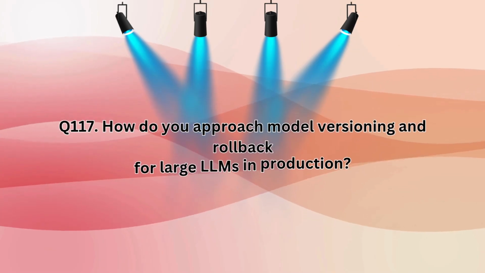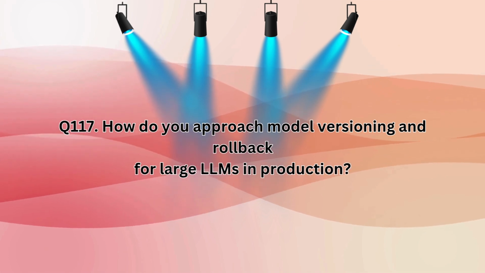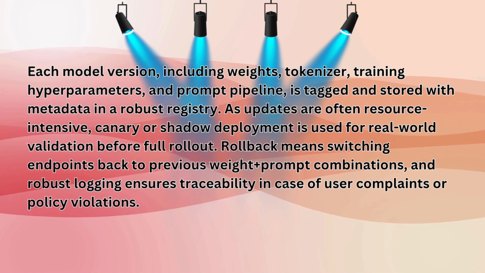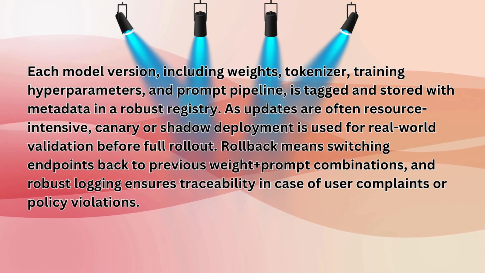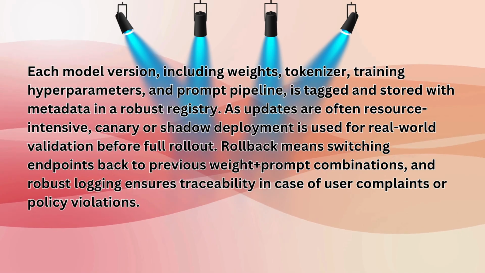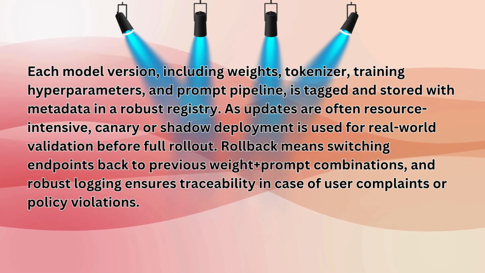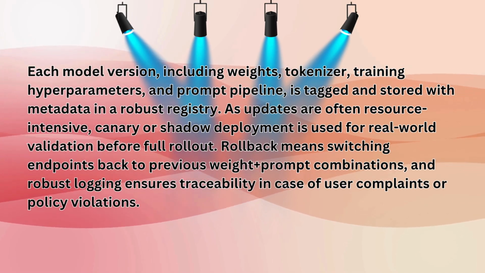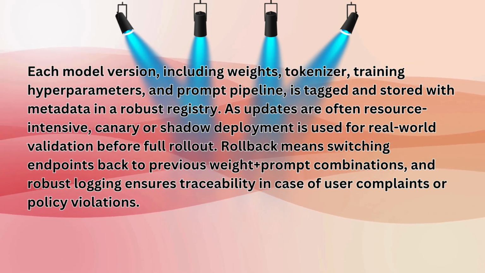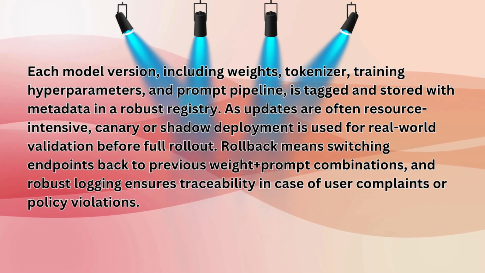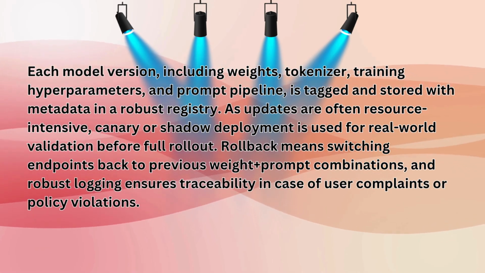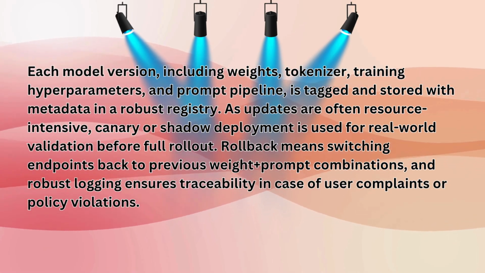How do you approach model versioning and rollback for large LLMs in production? Each model version, including weights, tokenizer, training hyperparameters, and prompt pipeline, is tagged and stored with metadata in a robust registry. As updates are often resource-intensive, canary or shadow deployment is used for real-world validation before full rollout. Rollback means switching endpoints back to previous weight plus prompt combinations, and robust logging ensures traceability in case of user complaints or policy violations.